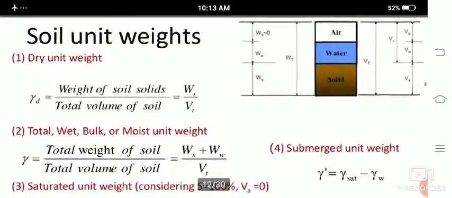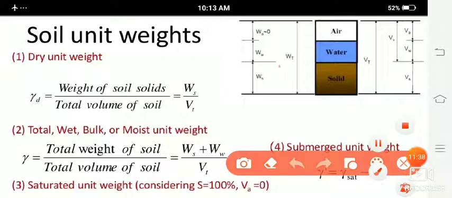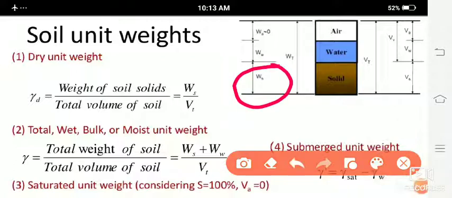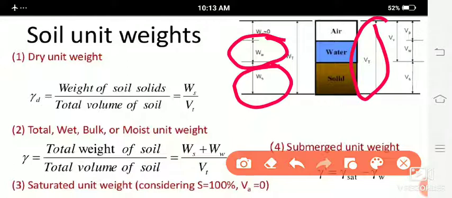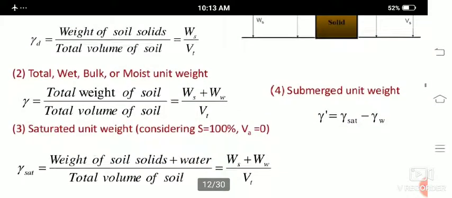And if you see the total wet, bulk or moist unit weight, whichever we are taking into consideration, that will be given as W_S. W_S is nothing but the weight of solids plus the weight of water, divided by the total volume, which will give you the total weight of the particular soil.